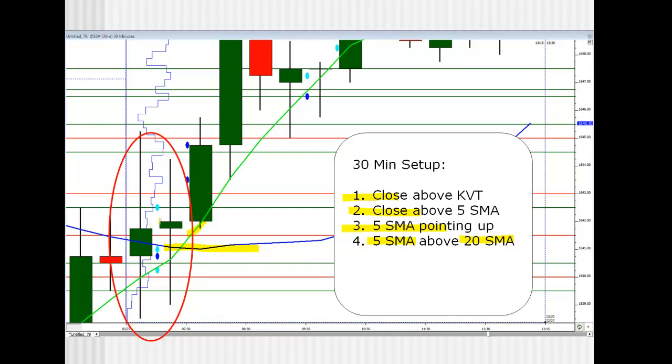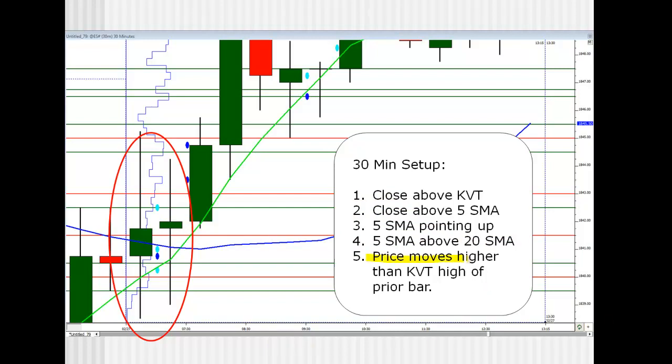I closed above my intense KVT activity. I'm closing above the simple 5 moving average. The 5 simple moving average is pointing up higher, and the 5 simple moving average is above the 20 simple moving average. Now, there's one more item that we need, and that's a very important one.